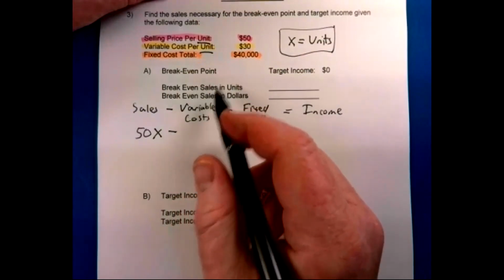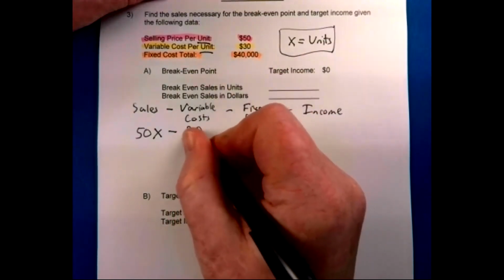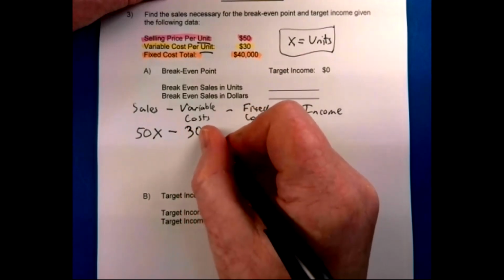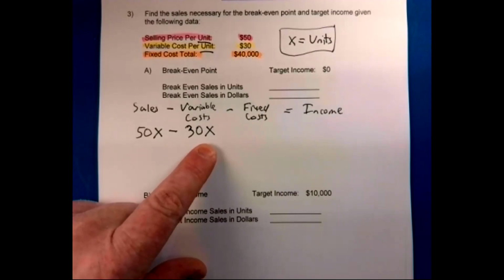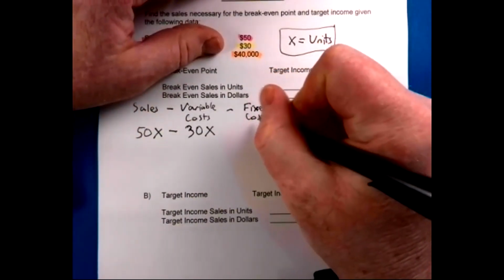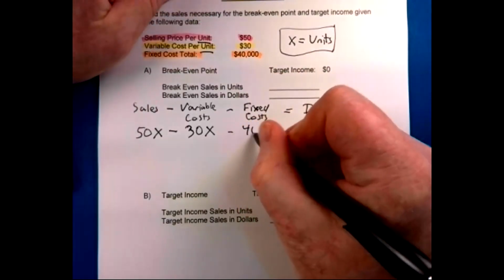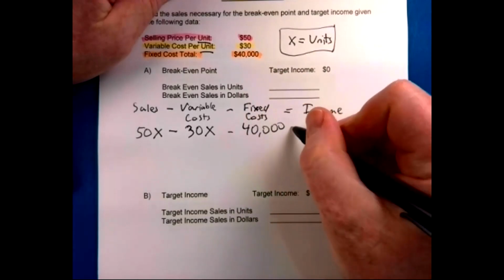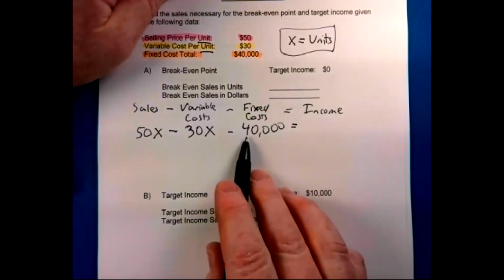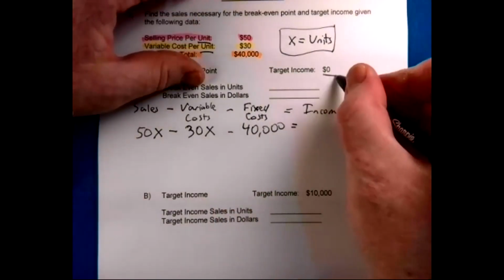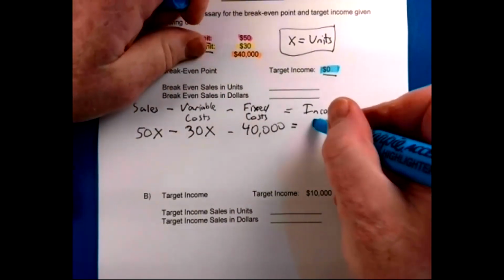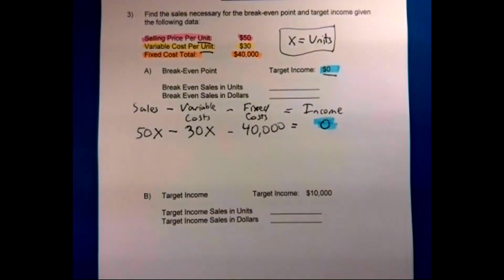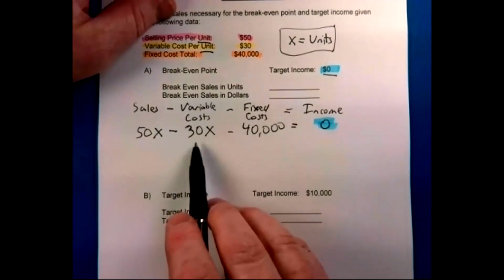Variable cost. It's $30 per unit. And again, we know it's $30 a unit. We just don't know how many units it is yet, right? Fixed cost, which looks funny the way I wrote it, is 40,000. And at break even, our income is 0. So now we just have to solve for x.